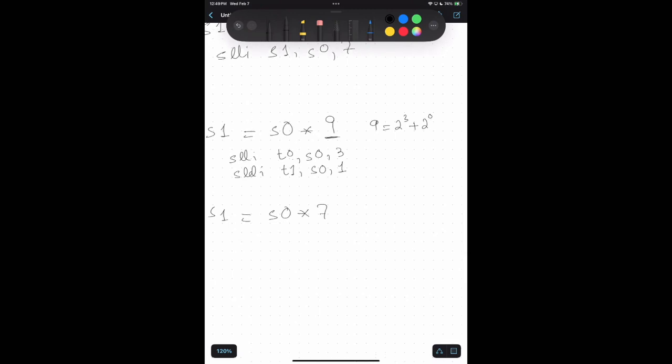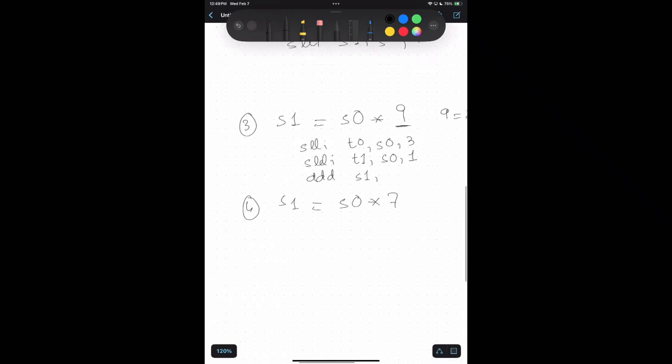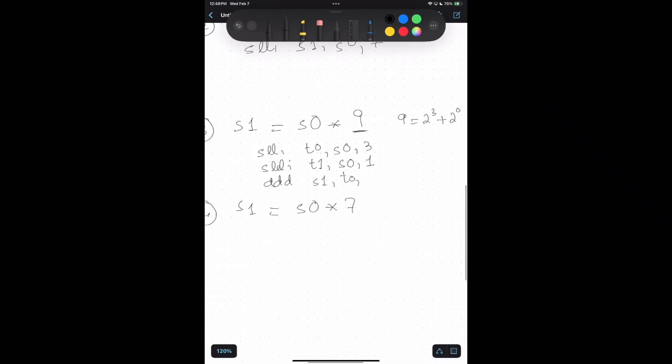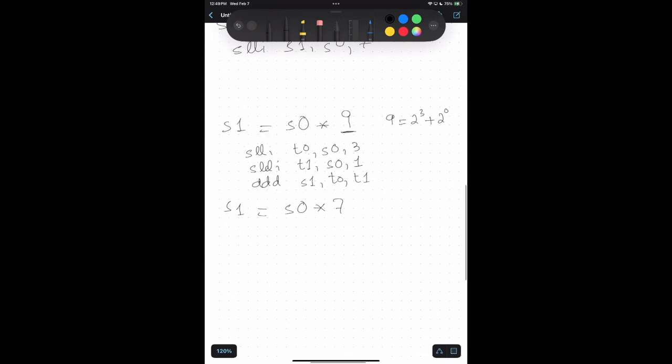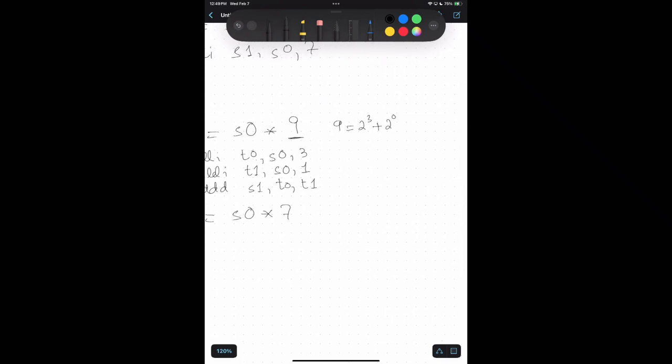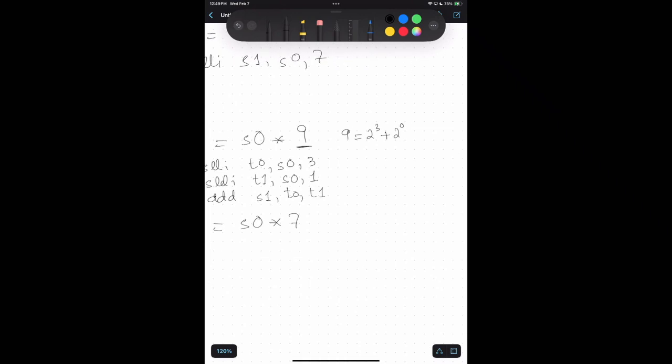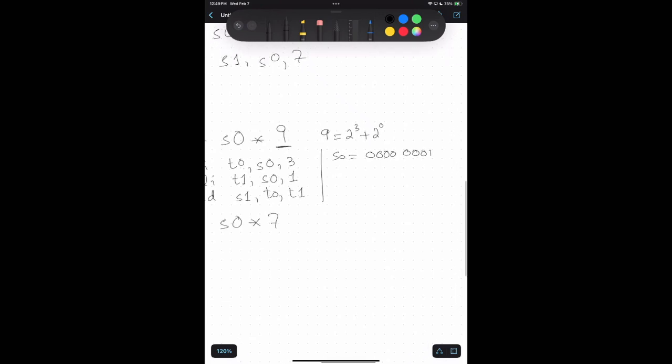And the third one, what do we need to do? Add these values together. We can add T0 and T1. Again, if we assume S0 is 0001, which is the easiest way of multiplying, when we multiply this value by 9, the final output would be 9, right?